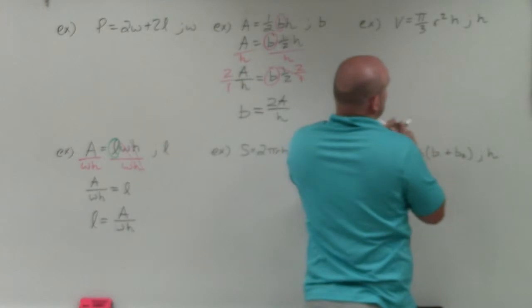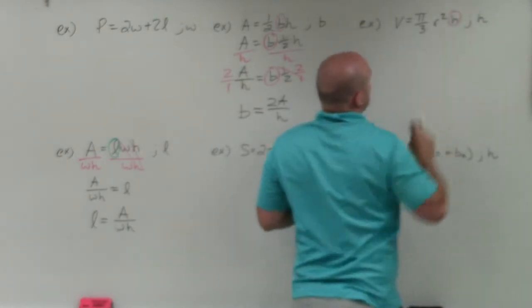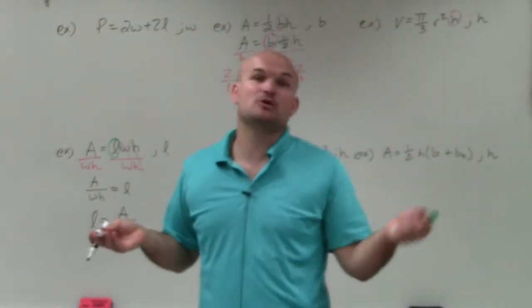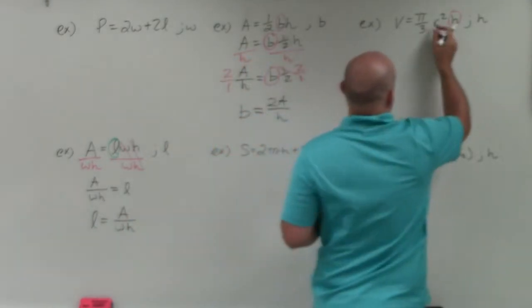So you can see h is what I'm solving for. So therefore, I'm just going to undo everything that's happening to it. Well, h is now being multiplied by r squared. So I'm going to divide by r squared.